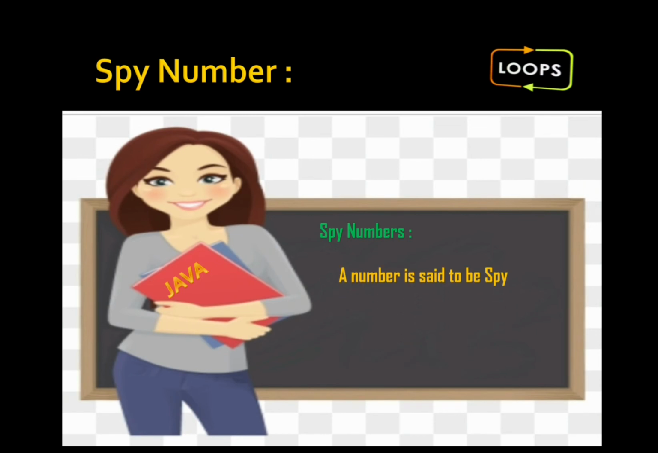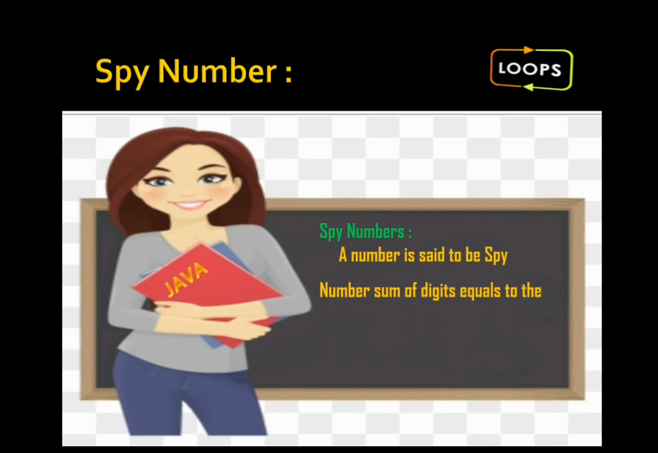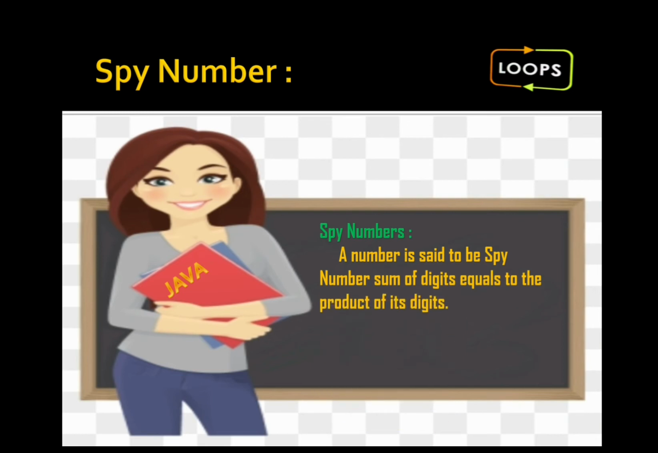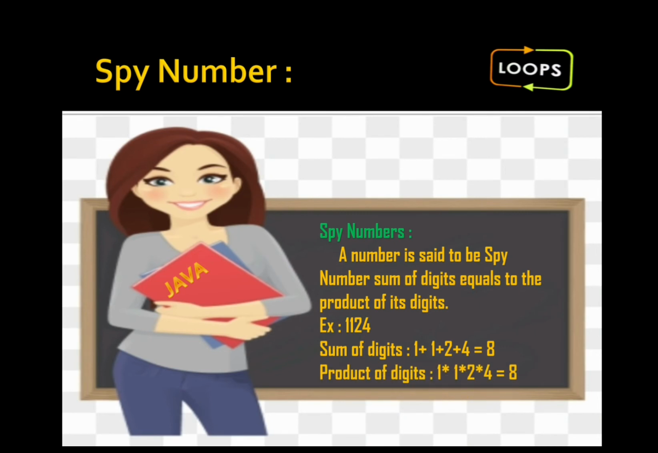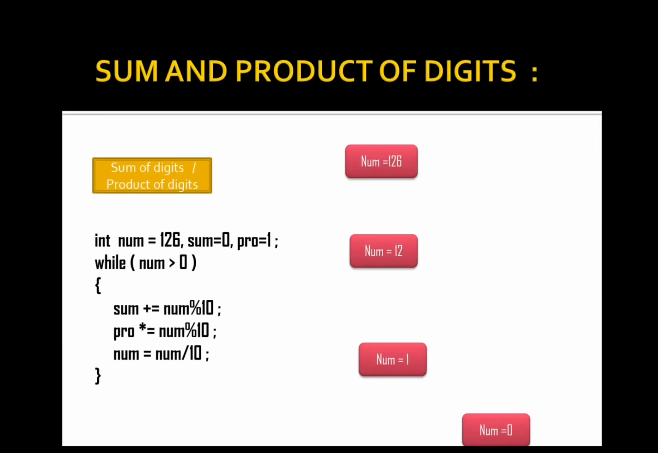A spy number is a number whose sum of digits is equal to the product of its digits. For example, if I take 1124, the sum of digits is 8 and the product of digits is also 8. A number whose sum of digits is equal to the product of its digits is said to be spy.